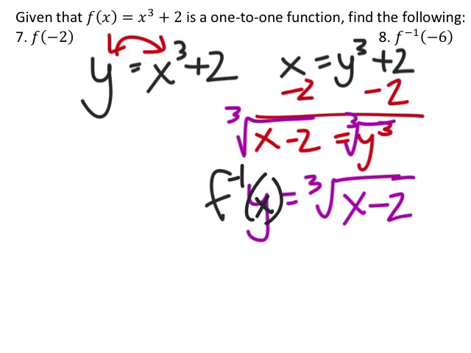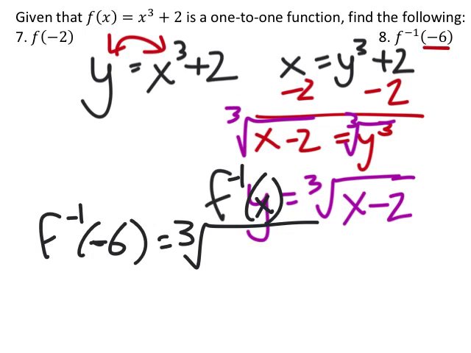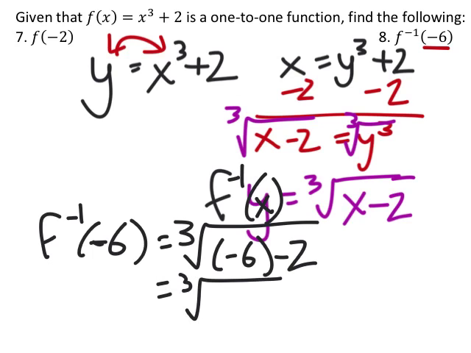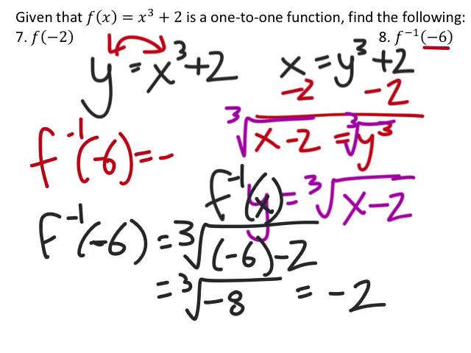Okay, but what we do know is that we want this to be f inverse of negative 6. So rewriting this, we have the inverse function of x, but x now is negative 6, equals the cube root, and again, instead of x, we're going to use negative 6 minus 2. Well, this gives us the cube root of negative 8, which ends up being negative 2. So the correct notation for this would be f inverse of negative 6 equals negative 2.